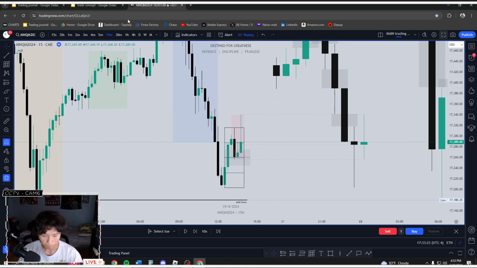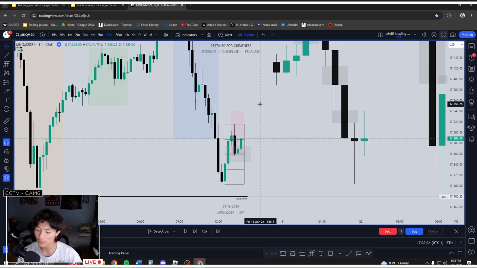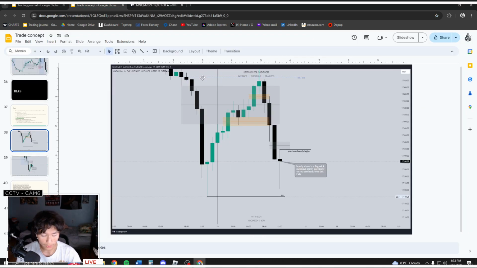So that's the one key thing that I want you guys to understand, is that bias is fractal, and that you don't want to squeeze something that's not existent. Take what the market gives you, and don't project your ideas and wishes onto the market.